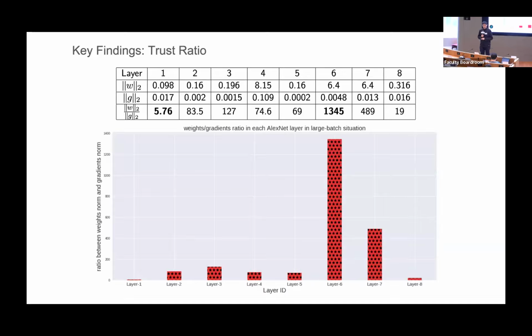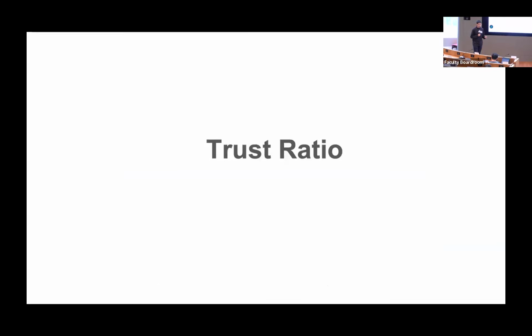That's very interesting. If we use the same global learning rate for all layers, layer 6 needs a huge learning rate, but layer 1 needs a tiny learning rate. If we use the same learning rate for layer 6 and layer 1, layer 6 may converge very well, but layer 1 may diverge. Right? So that's the idea of trust ratio. We need a trust ratio to control the learning rate for different layers at different iterations.